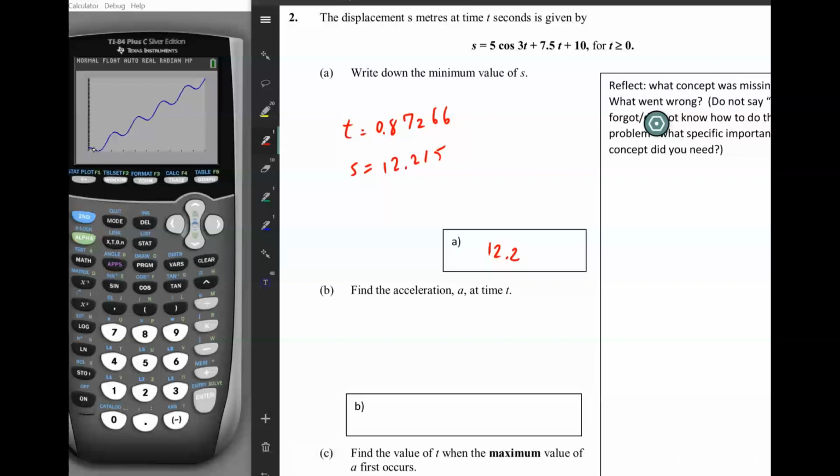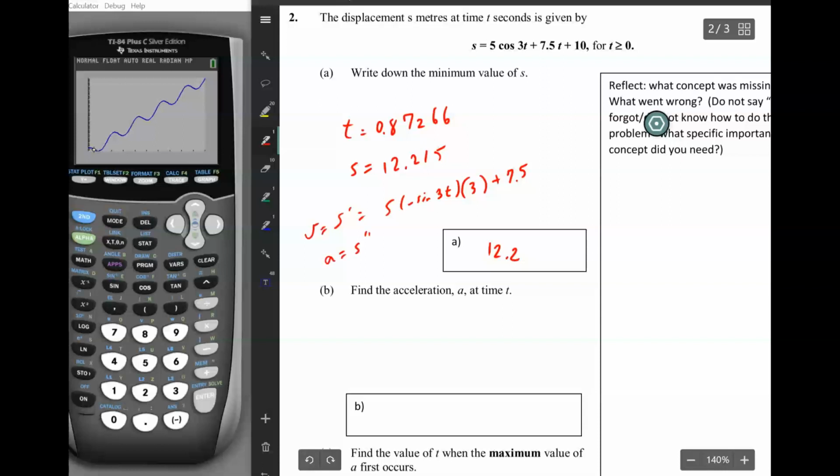So the first derivative of displacement is 5 negative sine 3t, and then the chain rule of 3t would be 3 plus 7.5, because the derivative of 7.5t is 7.5. Derivative of 10 is 0, so that just disappears. Okay? And that is the velocity. And the acceleration is the second derivative.